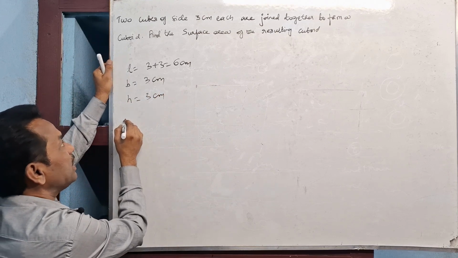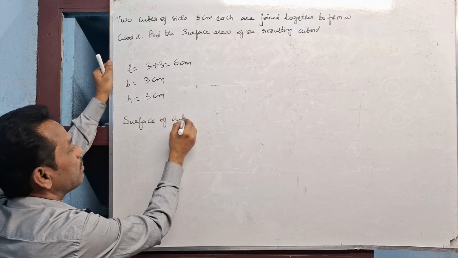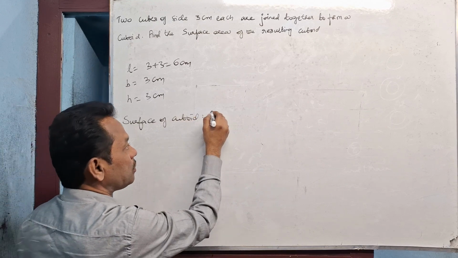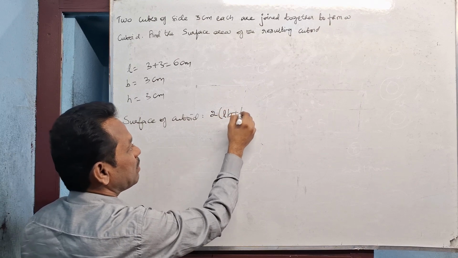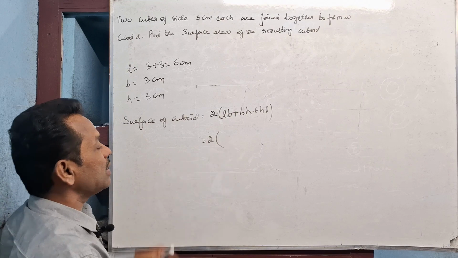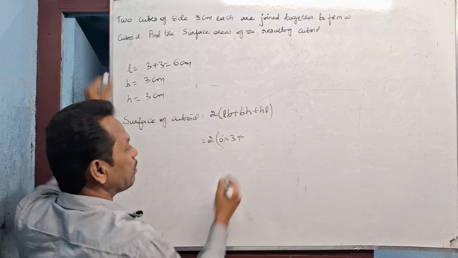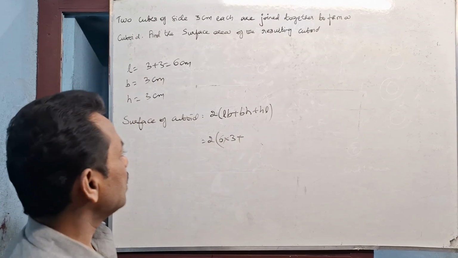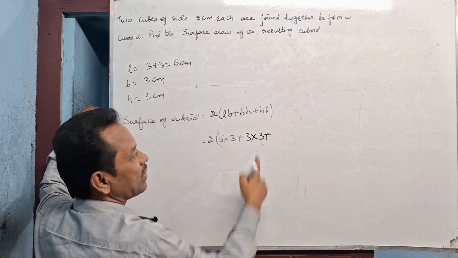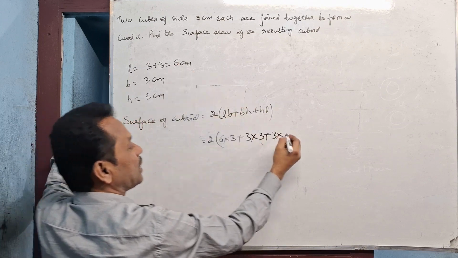My question is, we need the surface area. Surface area of cuboid equals, the formula to find the surface area of the cuboid is 2 into (LB plus BH plus HL). Now we know the values. Let me put the values here. L value is 6, so 6 into B, which is 3, plus. Now the value of B is 3, 3 into height, which is 3, plus. The value of H is 3, 3 into the value of L, which is 6.